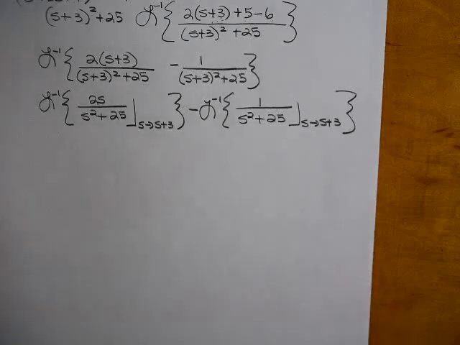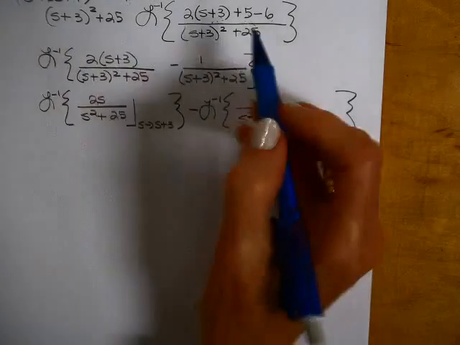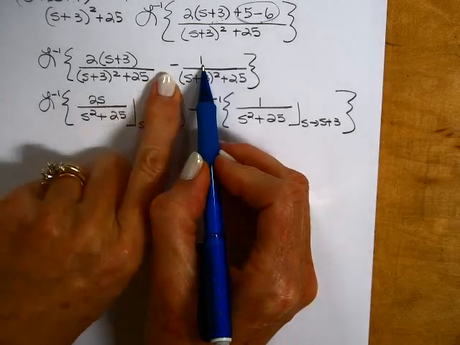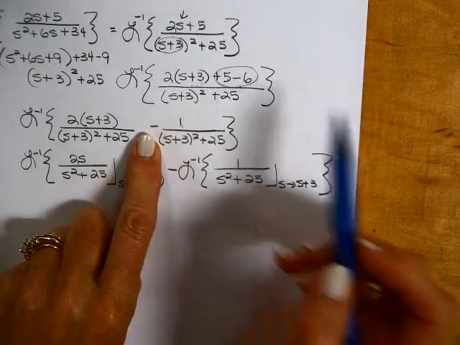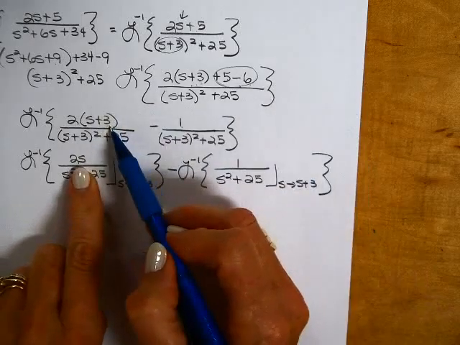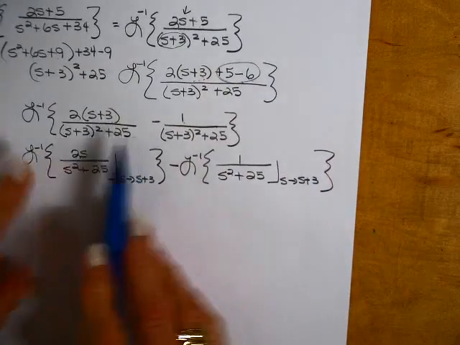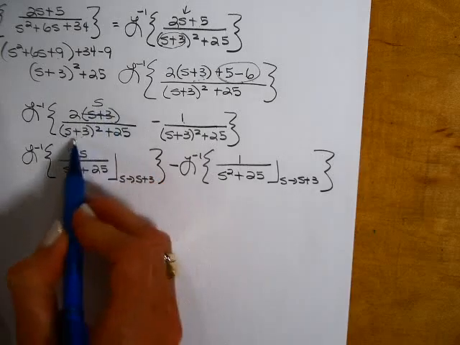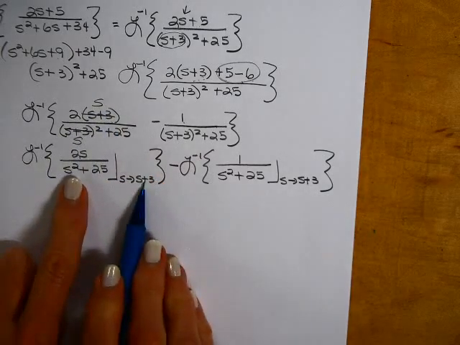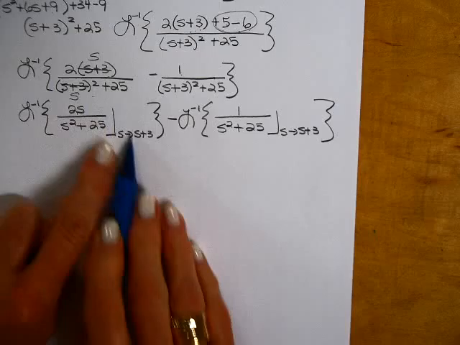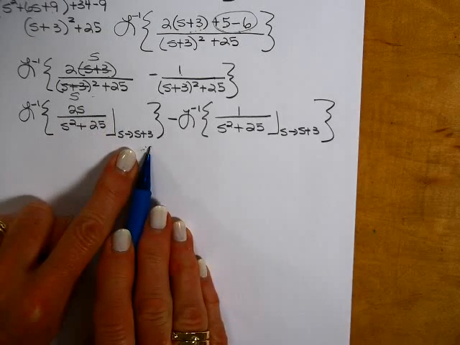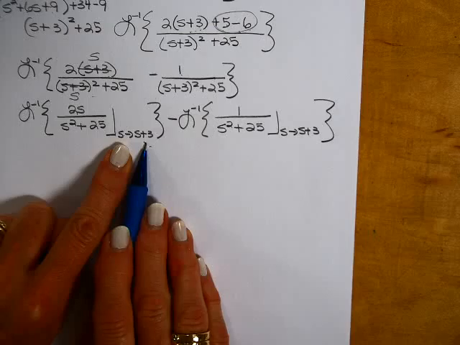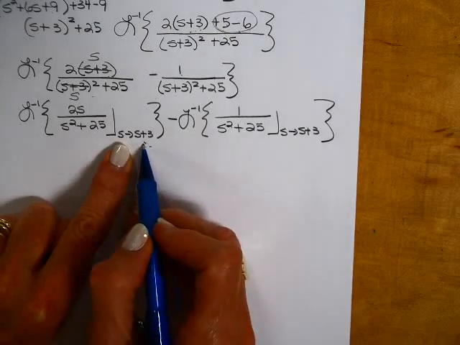Where did the 6 go? 5 minus 6 gave me my negative 1. Oh, right there. And where did 2 times s plus 3 go to 2s? I substituted, when I came down here, I substituted that for s and that for s. So I kind of took it out and put it right here with this shift. I do this to help me remember what I just did. So I'll remember to put my e to the whatever.